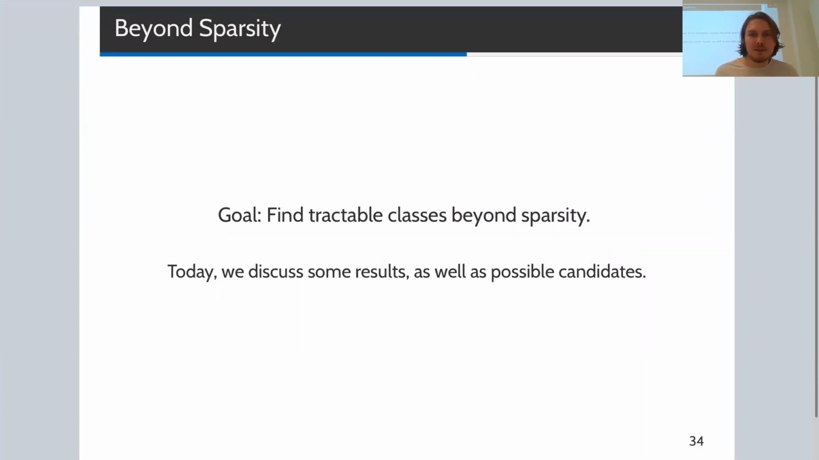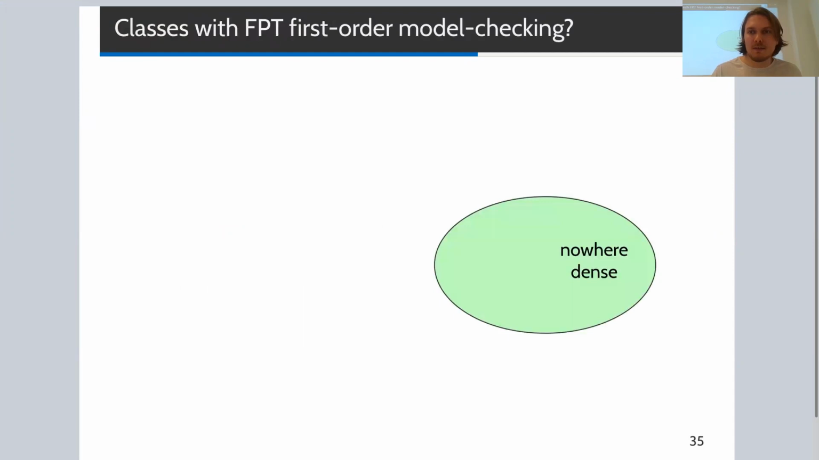Our goal was to find tractable graph classes that go beyond the measure of sparsity that we talked about so far in this course. And so far, the most general classes of graphs that we discovered where you can do first order model checking would be nowhere dense graph classes. And for monotone graph classes, this is actually the limit of what is currently possible.